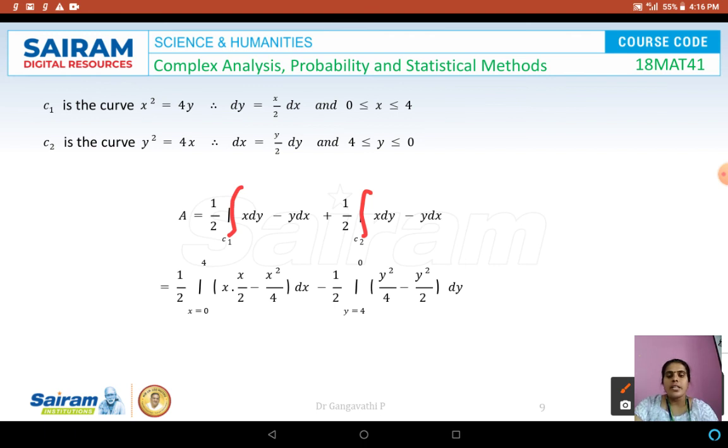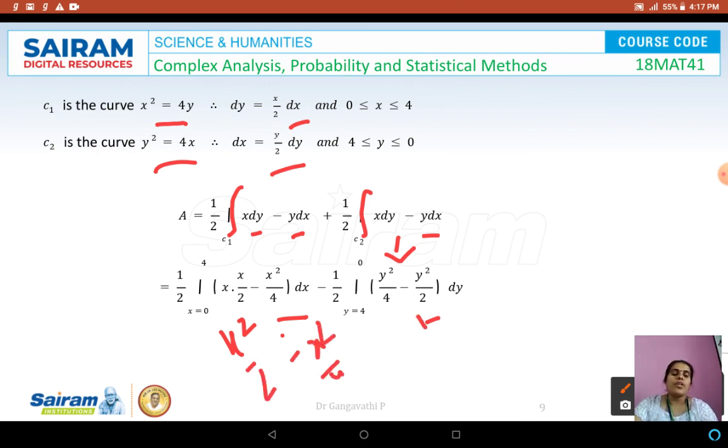On integrating and substituting, dy is equal to x by 2 into dx, and y is equal to x square by 4. We have substituted it. Similarly, here also everything we are converting in terms of y. So x into dy, where x is equal to y square by 4, and dy we can take outside, and y into dx, where dx is nothing but y by 2 into dy. That is what we have substituted. Next, x into x by 2 gives x square by 2 minus x square by 4, and here we get y square by 4 into y square by 2.